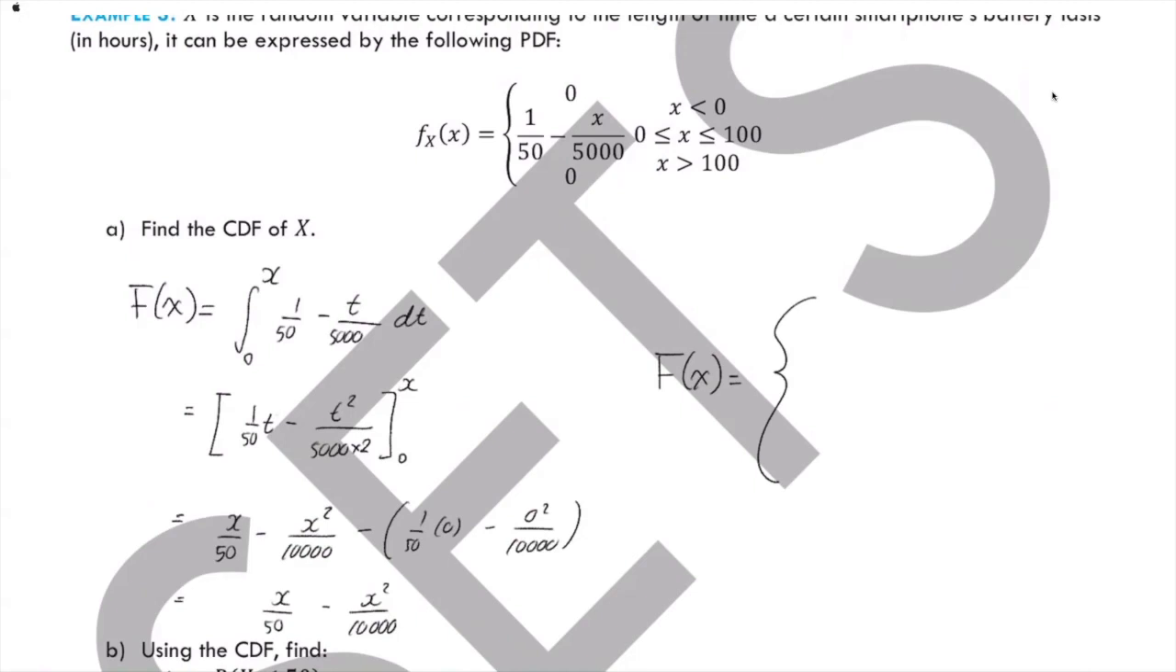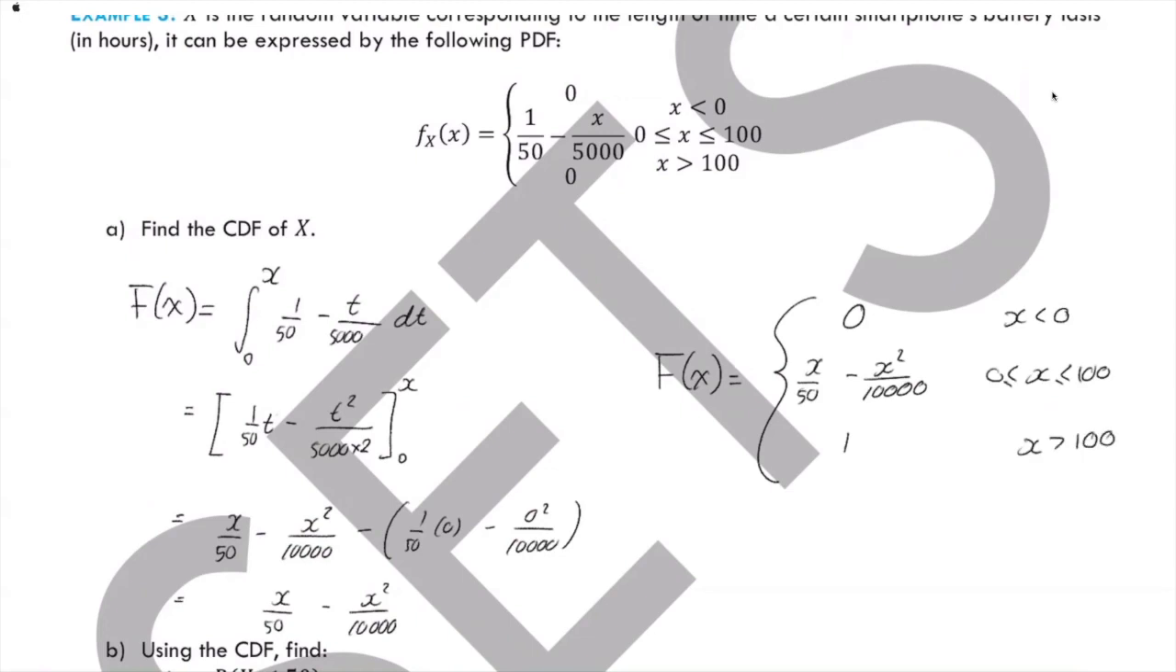I'm getting so confused with these piecewise rules. Okay, so here it's 0, here it's x/50 minus x squared over 10,000, here it's 1. And this is for x less than 0, this is x between 0 and 100, and this is x greater than 100.